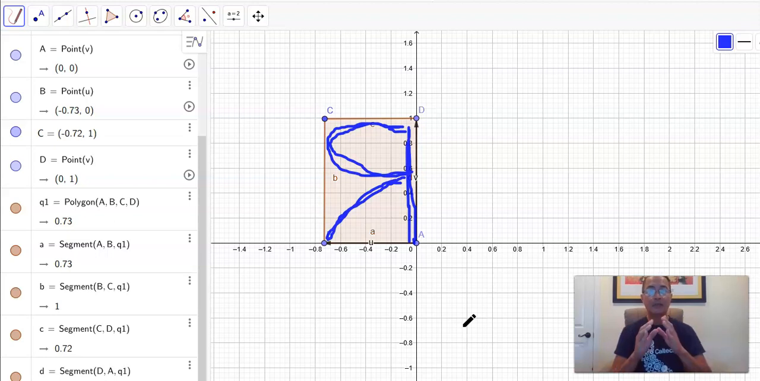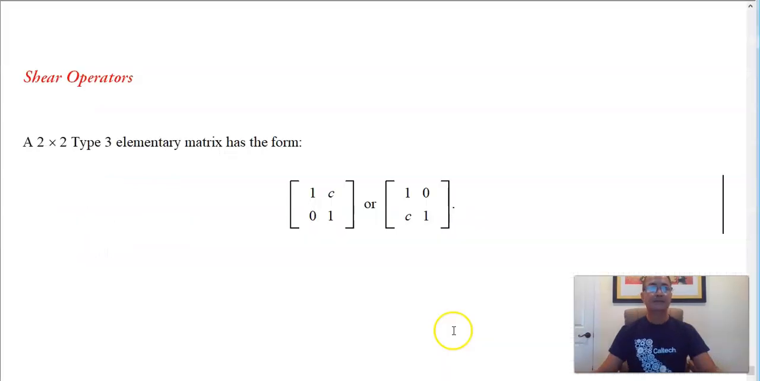So dilation is the opposite. It will lengthen a vector instead of shortening it. Okay, so for our last example, we are going to look at what are called shear operators. Again, start with the 2 by 2 identity matrix, but this time we will add a multiple of one row to another row. If there's a C up here, it means we multiply row 2 by C and add it to row 1. If the C is down here, then we multiply row 1 by C and add it to row 2.